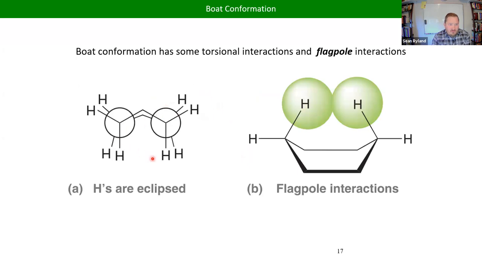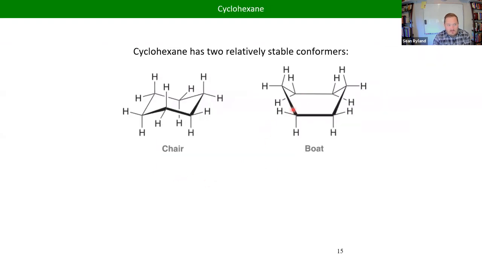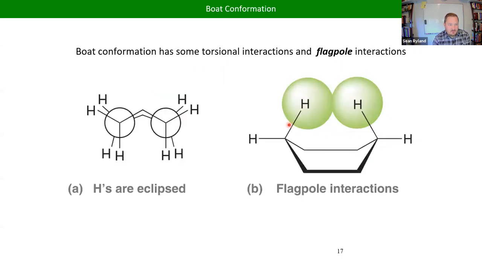If we put it into the boat configuration, we actually do wind up with some torsional strain, because that boat configuration looks like this. Let me go back here. We took this boat configuration on the right and twisted it so that the end of the boat was pointed towards us. So we're looking down these two parallel lines. We'd get something like this. And now all of a sudden, because we put it into that boat configuration, we wind up with the hydrogens in an eclipsed shape, an eclipsed conformer. So that does add torsion to it, torsional strain.